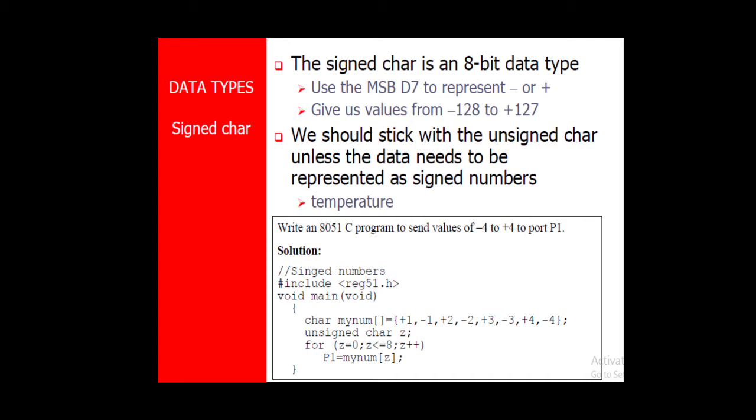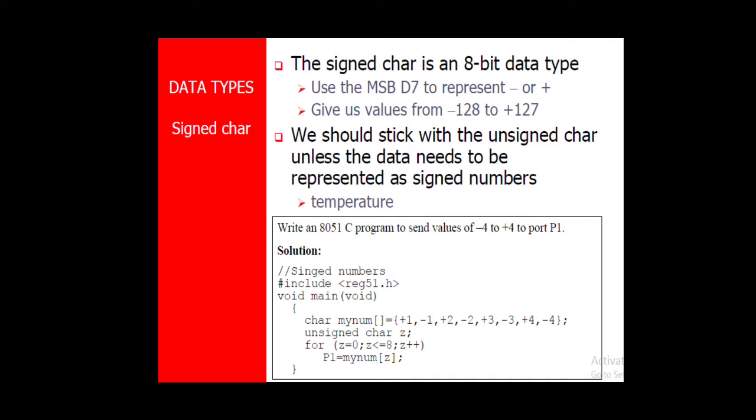Therefore, we should stick with the unsigned char unless the data needs to be presented as signed numbers. So, unless and until it is very much essential, for example, if you want to represent temperature, the significance of sign is a must there. So if that is the situation, then we have to go for the signed numbers. Otherwise, we should stick to the unsigned char only.